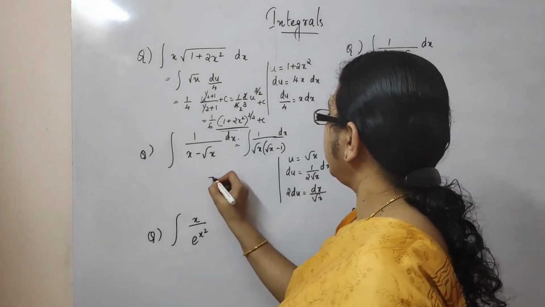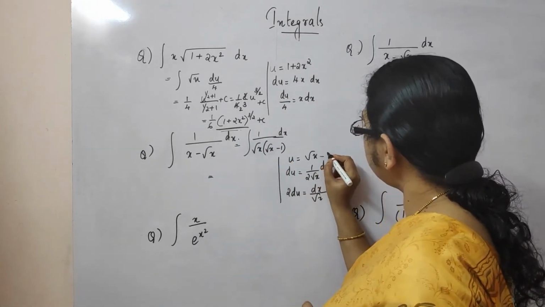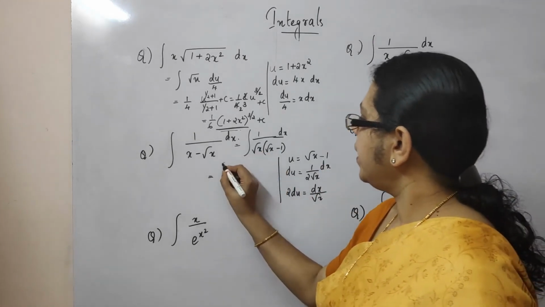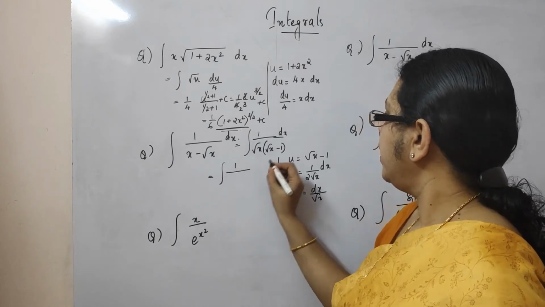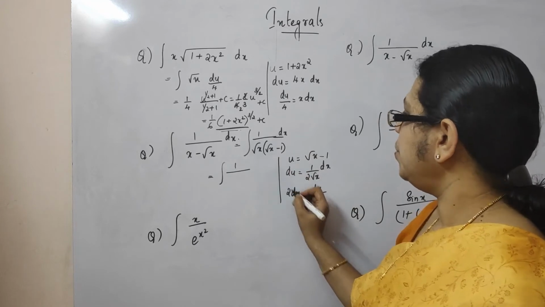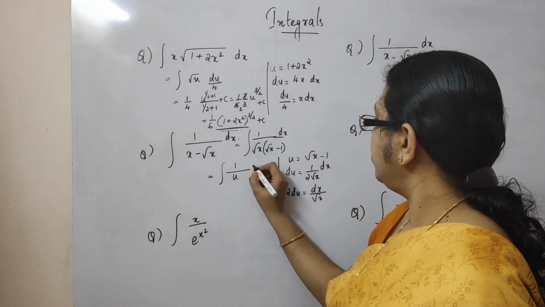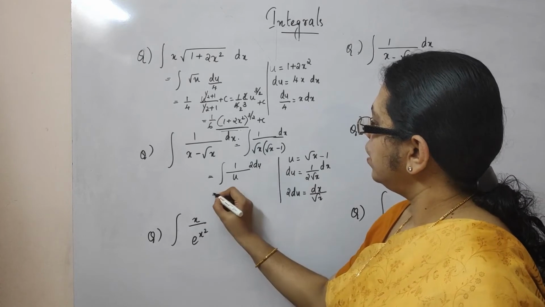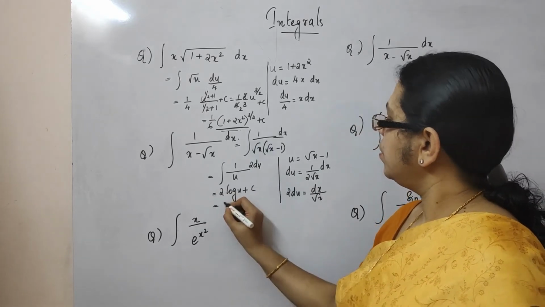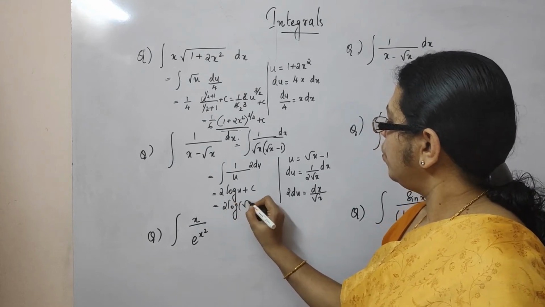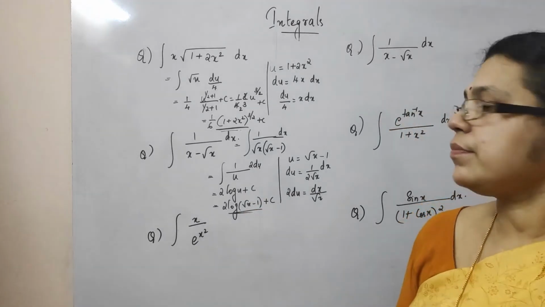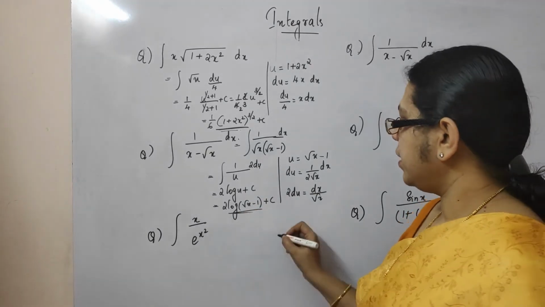Yes. So I can write this as root x minus 1, because the derivative of the constant 1 becomes 0. So dx by root x is 2 du. This gives you 1 by u into 2 du, that is 2 times log u plus c. What is that? 2 times log of root x minus 1 plus c. Okay, that's it. Now coming to the next question.